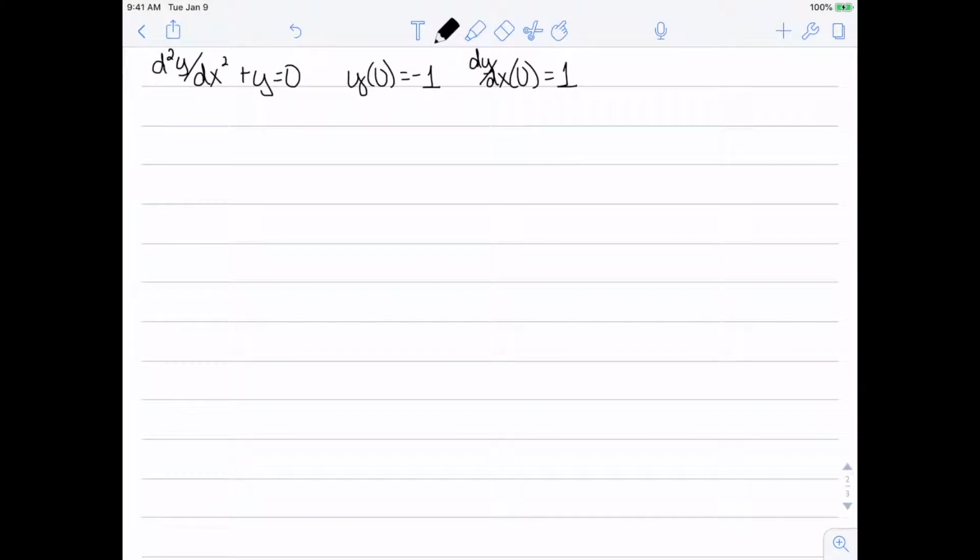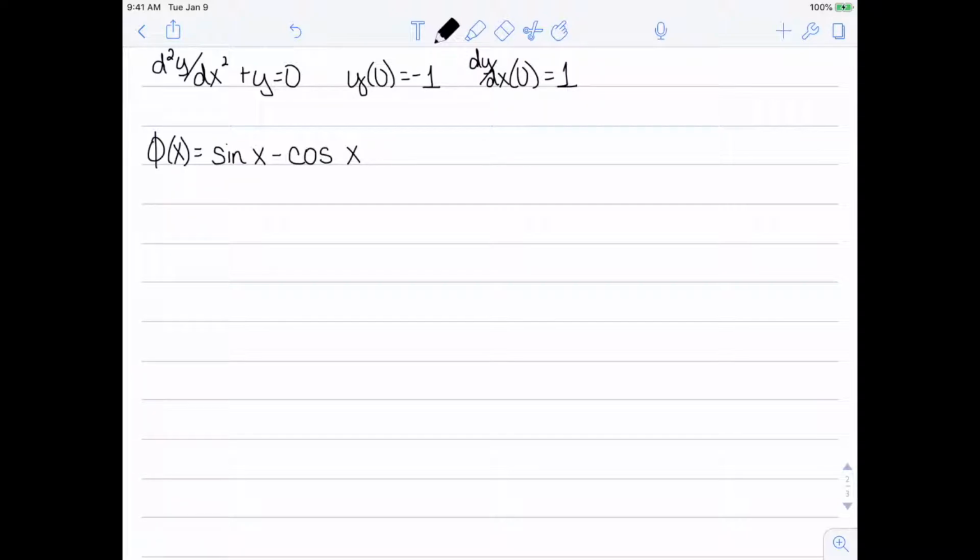Here's a differential equation, the second derivative plus y equal to 0. And I have my initial conditions, the fact that y of 0 is negative 1 and the derivative at 0 is equal to 1. And I want to show that this function right here, sine x minus cosine x, is a solution to the initial value problem.